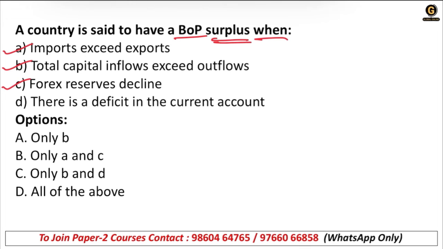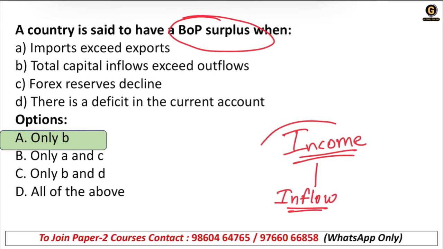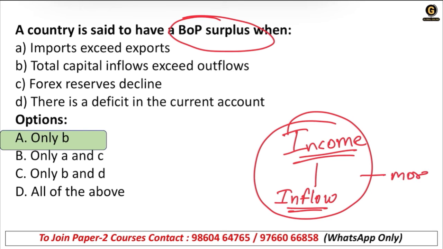Next, a country is said to have a BOP surplus when imports exceed exports, total capital inflows exceed outflows, forex reserves decline, or there is a deficit in the current account. So, when total capital inflows exceed outflows, then we will call it a BOP surplus. Understanding? When your inflow is more than outflow, then we'll call it a BOP surplus.